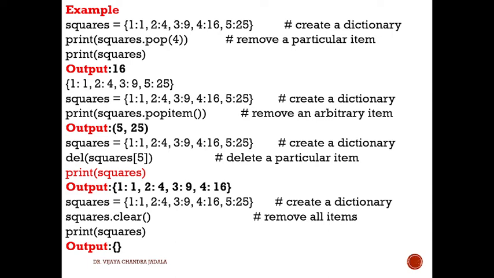Example: squares = {1: 1, 2: 4, 3: 9, 4: 16, 5: 25}. Create a dictionary. Then using the pop method, squares.pop(4). So the fourth value, the square value, will be given as an output. Output is 16. So these all are the examples. You can check these examples using Python programming.